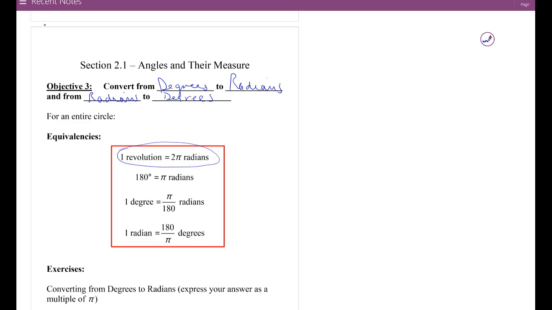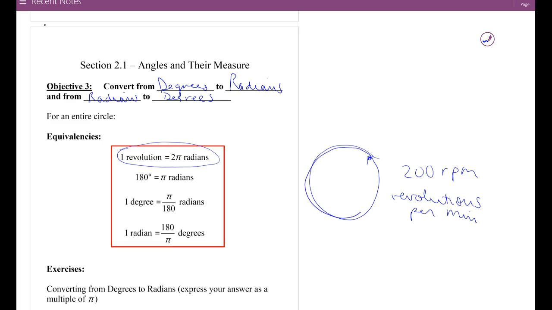One full revolution of the circle is 2 pi radians, and that can be important if you're talking about things like wheels spinning, and you say something like 200 RPM. Well, that's revolutions per minute, and a revolution is 1 time around the circle. So it's traveled through an angle of 360 degrees, or 2 pi.